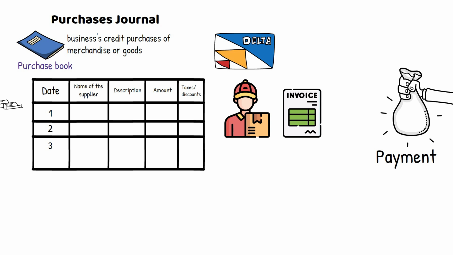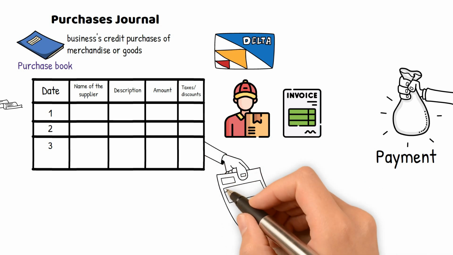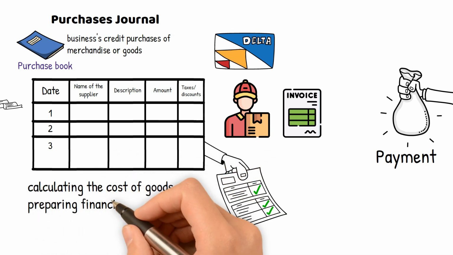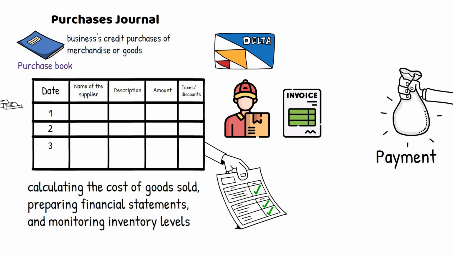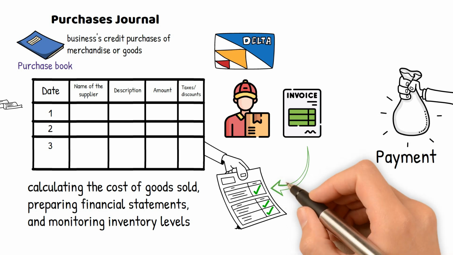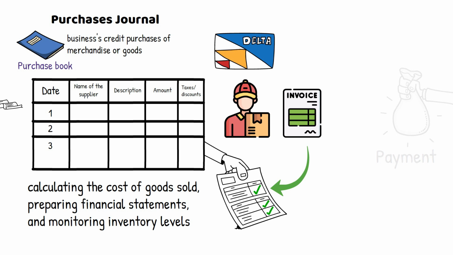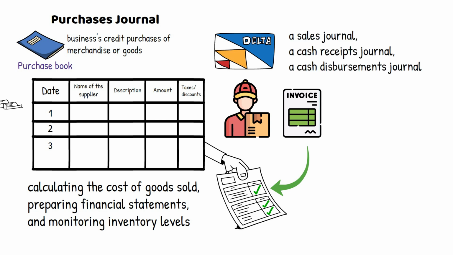A purchases journal helps businesses keep accurate and organized records of their purchases, which can be used for various purposes, such as calculating the cost of goods sold, preparing financial statements, and monitoring inventory levels. It also helps to ensure that all purchases are correctly recorded and that no purchases are overlooked. In addition to the purchases journal, businesses may also use other specialized journals, such as a sales journal, a cash receipts journal, and a cash disbursements journal, to record other types of transactions.